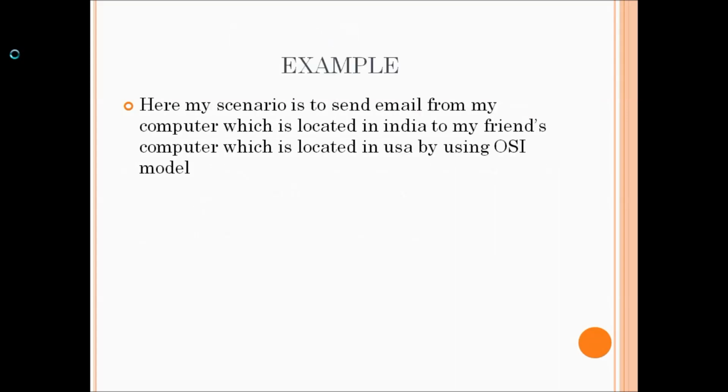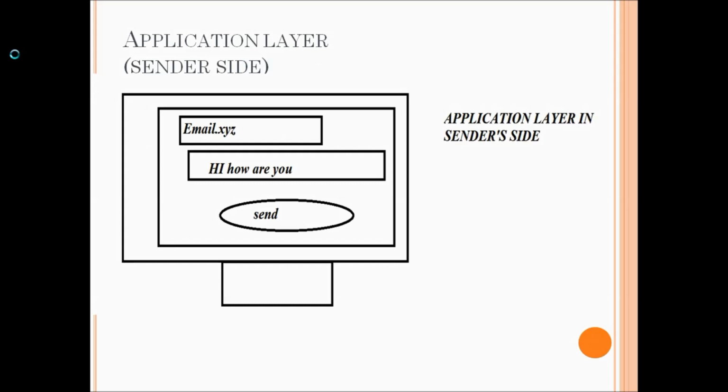Next, to explain this in a detailed manner, I'm taking a scenario here. My scenario is to send an email from my computer, which is located in India, to my friend's computer, which is located in USA. I'm using the OSI model here. See, this is the sender side, that is my computer, where I'm sending the information "how are you" to my friend. Once I click the send button, this is the application layer, guys.